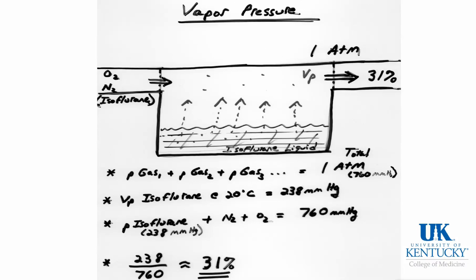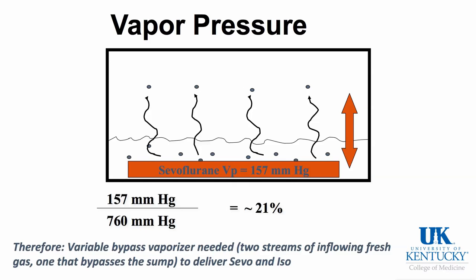Therefore, you need a variable bypass vaporizer. That is where some of the fresh gases go through a variable bypass over top of the liquid in the vaporizer while some bypass it. Otherwise, you're picking up 31% isoflurane in the case of isoflurane.